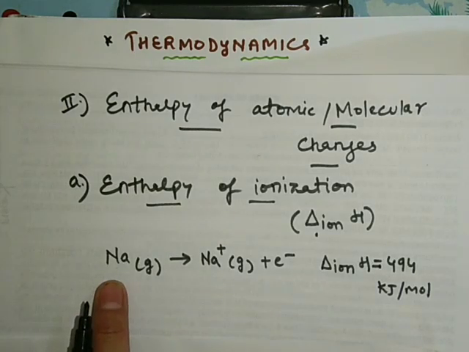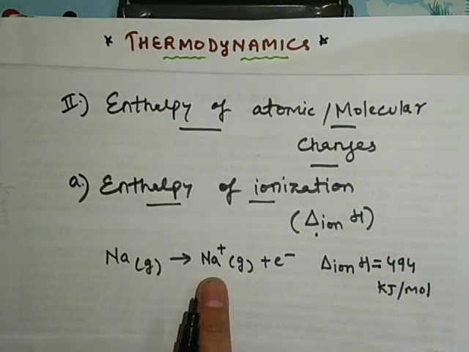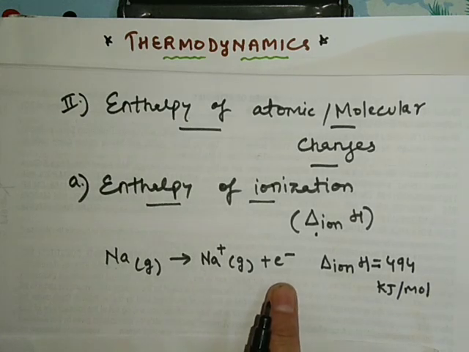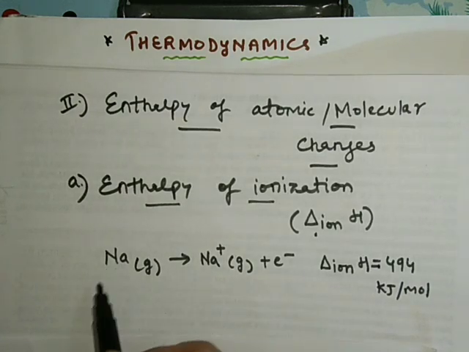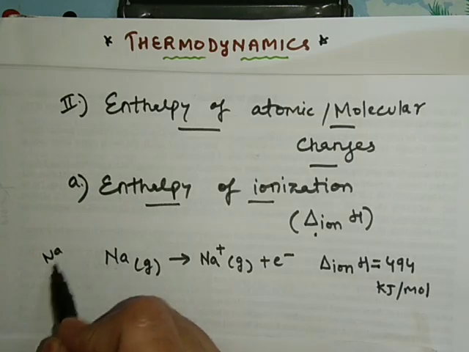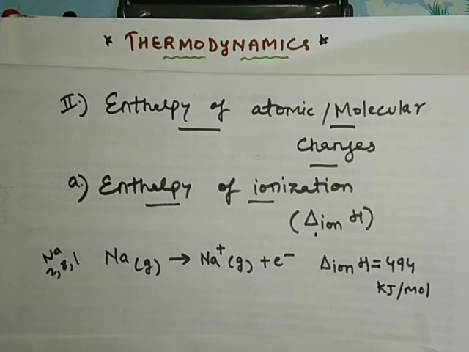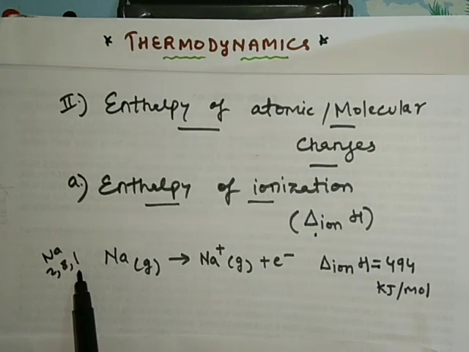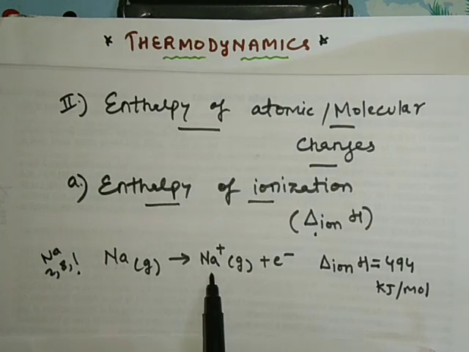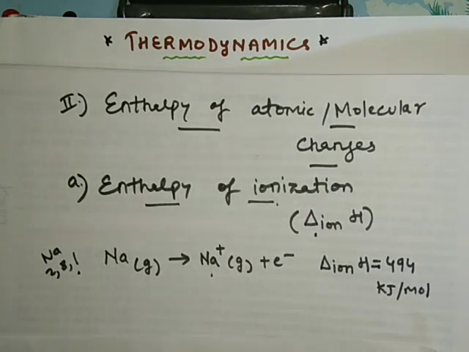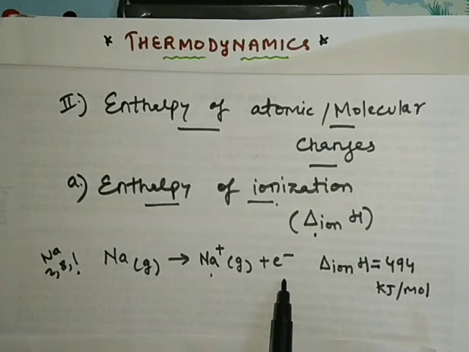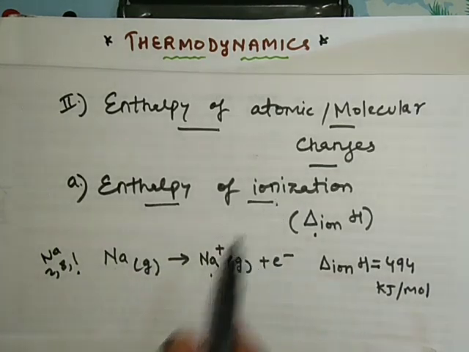How will the sodium atom be converted into sodium ion? When it loses one electron which is present in its outermost shell, because we know sodium is 2, 8, 1, so that single electron in the third shell will be lost and you will get the ion. The reaction is called ionization, and the heat change in this reaction is called enthalpy of ionization. Okay, so how do we define enthalpy of ionization?